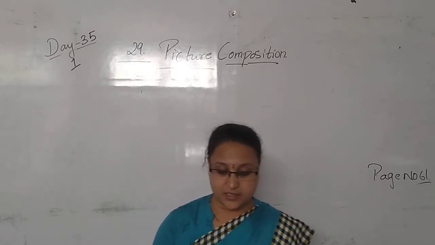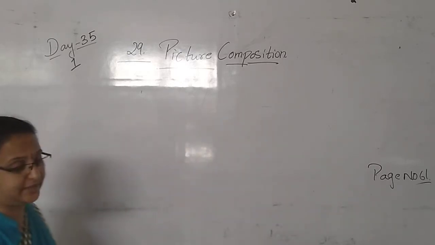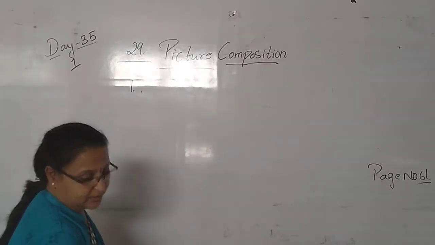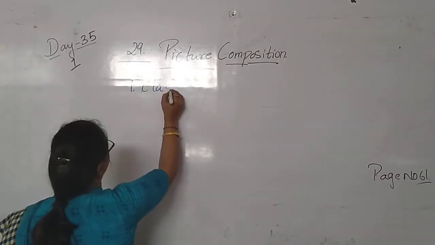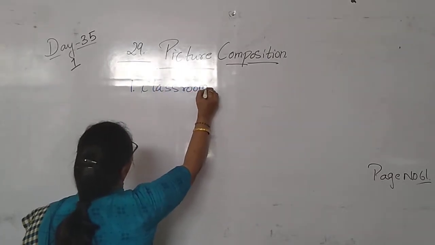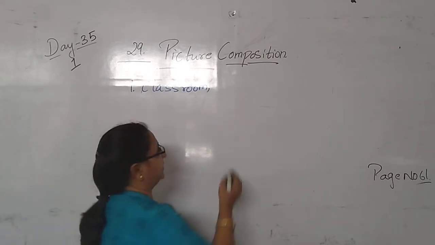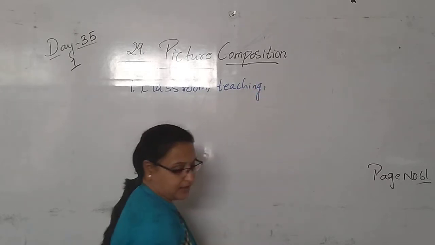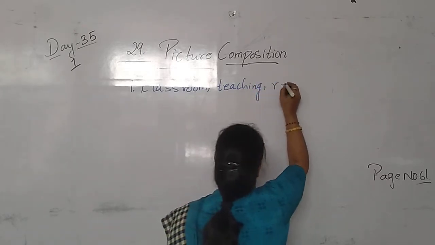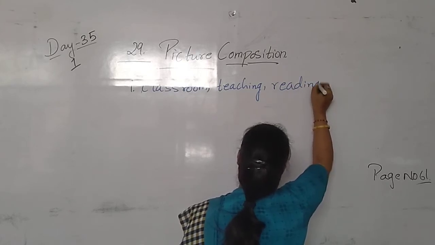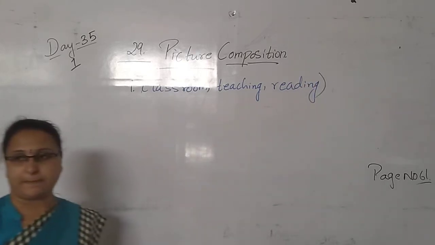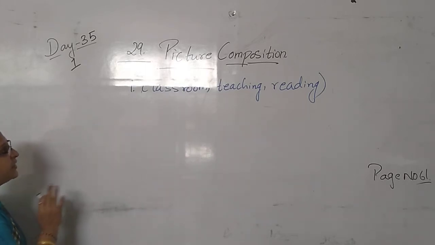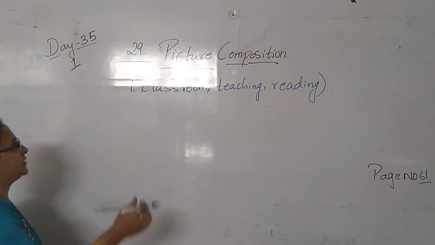So they have said us use the 3 words and write the sentences. So here first one is what, children? They have said here classroom. Classroom, and then teaching. Teaching. And then the last is reading. Reading. Yes? Now we have to write the sentences by using these 3 words.